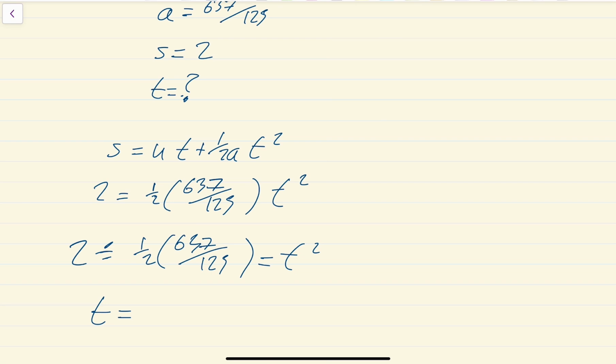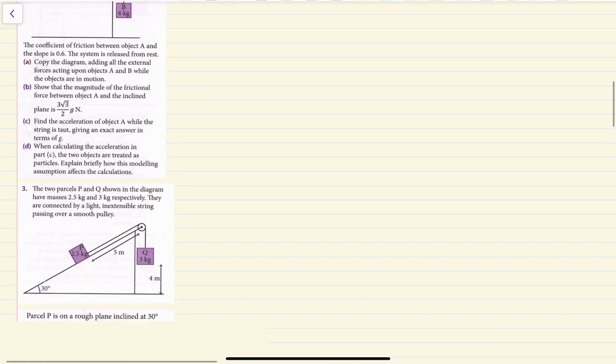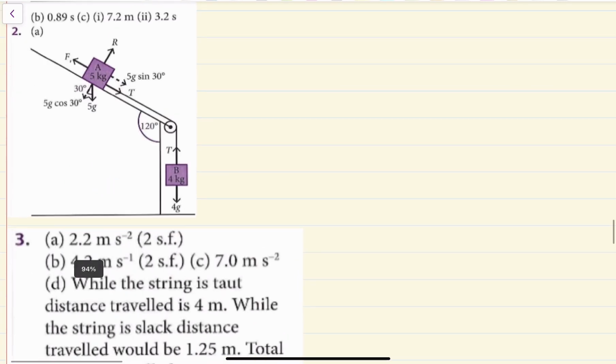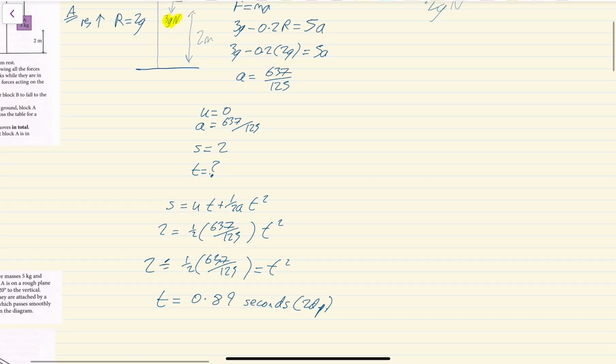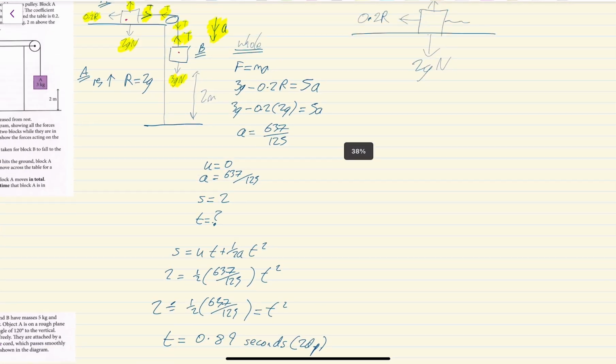Okay, and when I did that, I got 0.89 seconds to 2 decimal places. Let me just check if that's the right answer here. 0.89 seconds, it is indeed. Happy days, still got it. Right, okay, so that's the first part.